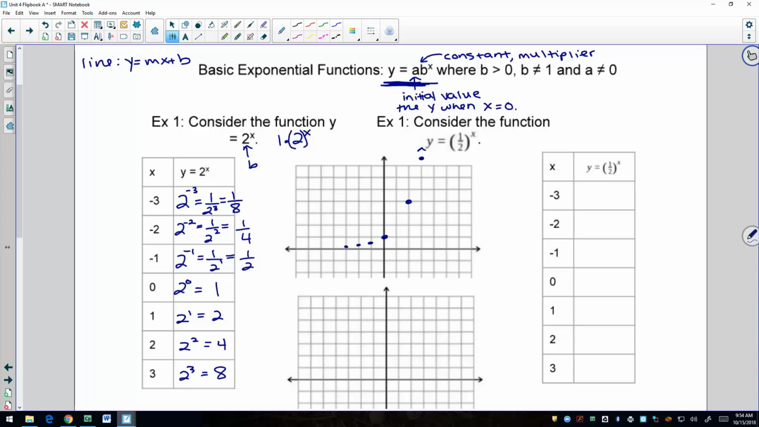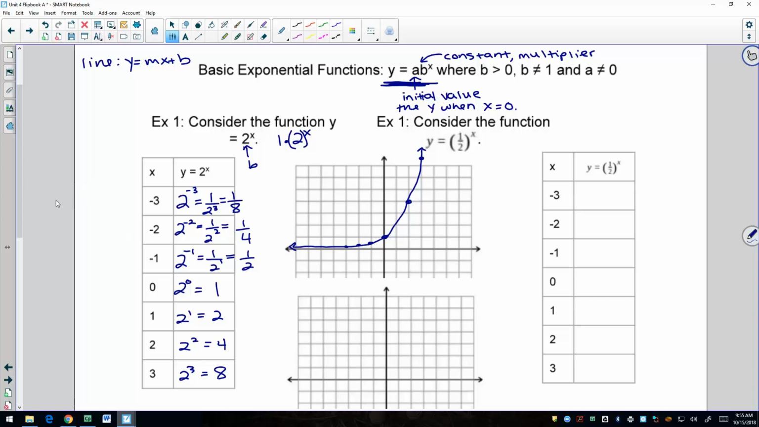Now when you connect these, make sure you put arrows on the end. And when you do this half down here, you want to make it asymptotic to the x-axis, because it will never go below 0. You will never get a negative number when you are raising 2 to some power. It will never be negative.